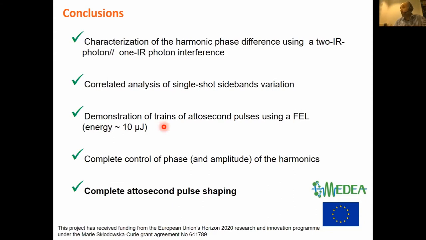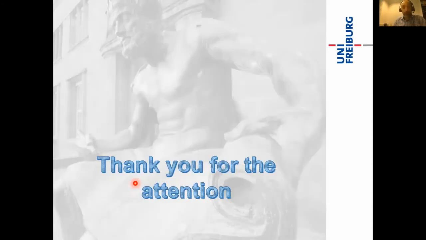The advantages of a free electron laser are, of course, tunability and high energy. For the measurement I will show you, the typical energy was on the order of 10 microjoules. This gives the possibility also to investigate nonlinear effects, with the important advantage that we also have complete capability of shaping the attosecond temporal structure. And with this, I would like to thank you for your attention.